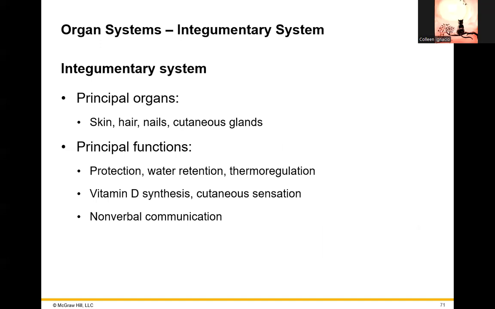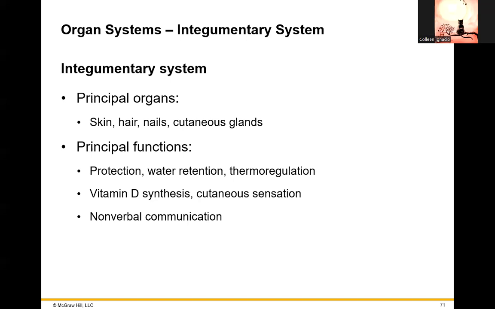Now we're going to get into the last bits of this chapter. It's been a pretty extensive chapter, but great information, and all of it is important that you must be familiar with. Let's talk about the 11 body systems. We'll start with the integumentary system.